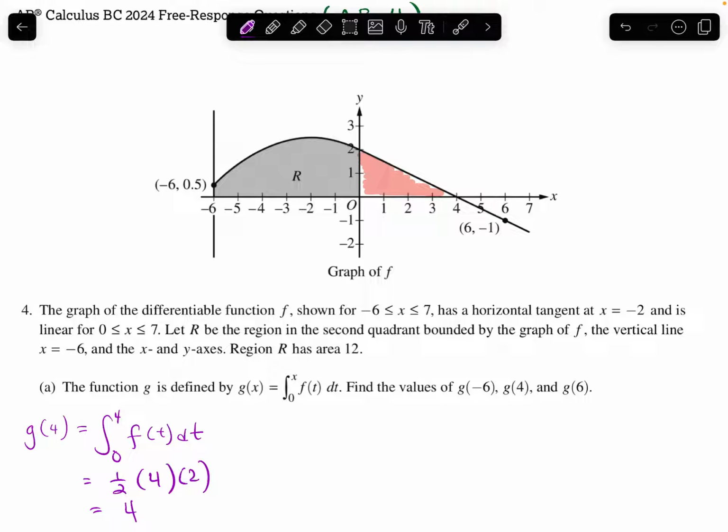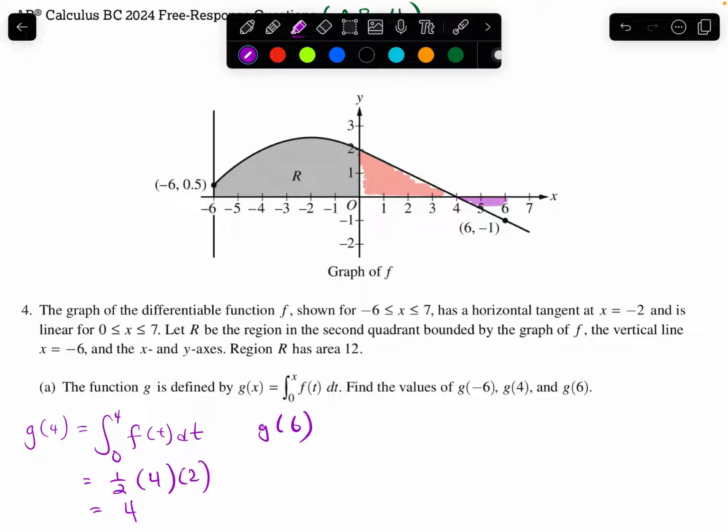Now, what about g evaluated at 6? For now, we're evaluating this integral from 0 to 6. We're extending this all the way over here. We also want to consider this region down here as well now. And since this region is below the x-axis, this is going to be a negative area. So g of 6 is going to be what we found for g of 4 previously, minus this purple region right here, which is 1/2, the base is 2, the height is 1. If you wanted to, you could have added this area and used -1 for the height as well, but doing it this way we get 1/2 times 2 times 1. Let's write in what g of 4 is: 4 minus this entire region here, which is just 1, and that gives us 3.